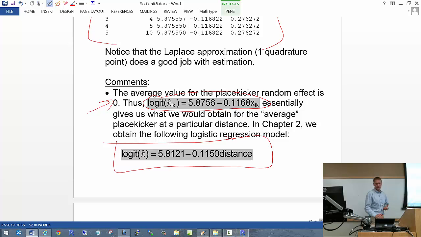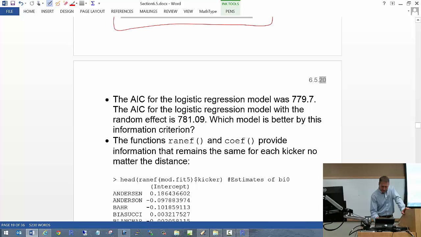How about we take a look at the AIC? So for the model in chapter 2, make sure that that's clear because it might not be in the notes. In chapter 2, we got an AIC when we just used distance of 779.7. Now the AIC where we included the random effect, 781.09. So what have we learned about the AIC? The smaller, the better the model. Which is the better model? The model from chapter 2, using this criteria.